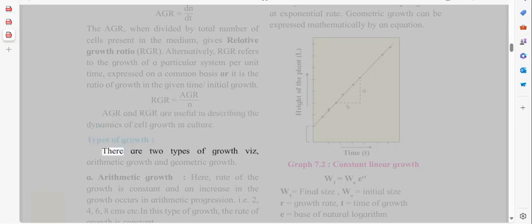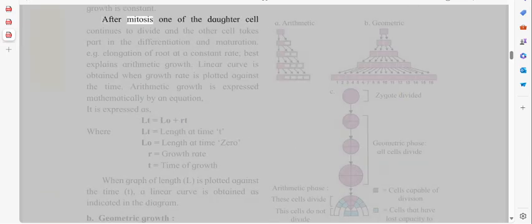Types of growth. There are two types of growth, viz. arithmetic growth and geometric growth. Arithmetic growth: here, rate of the growth is constant and an increase in the growth occurs in arithmetic progression, i.e. 2, 4, 6, 8 cm etc. In this type of growth, the rate of growth is constant. After mitosis, one of the daughter cells continues to divide and the other cell takes part in the differentiation and maturation, e.g. elongation of root at a constant rate, best explains arithmetic growth. Linear curve is obtained when growth rate is plotted against the time.